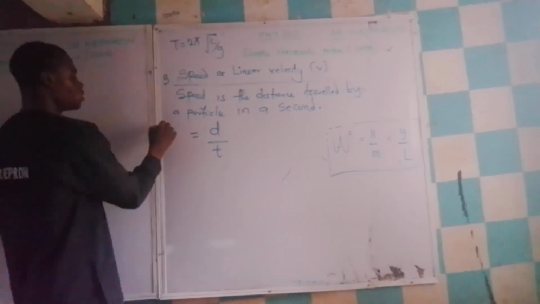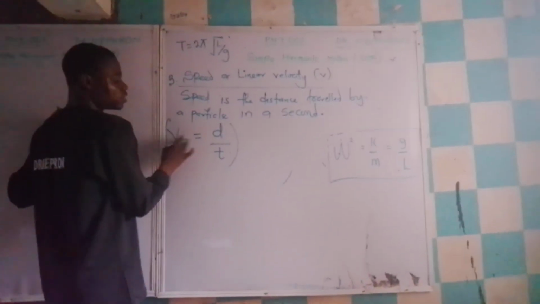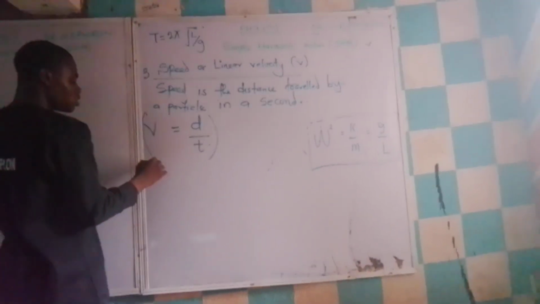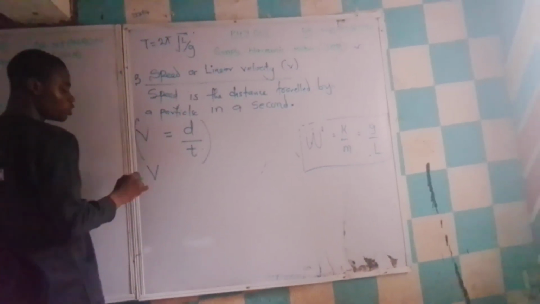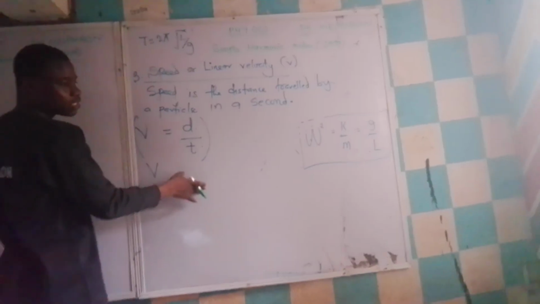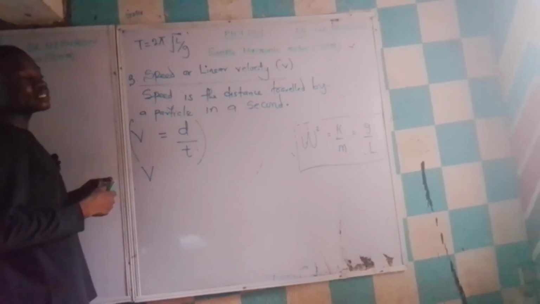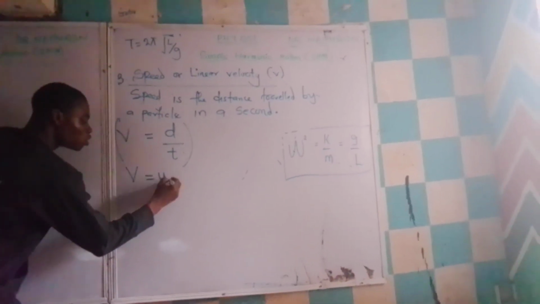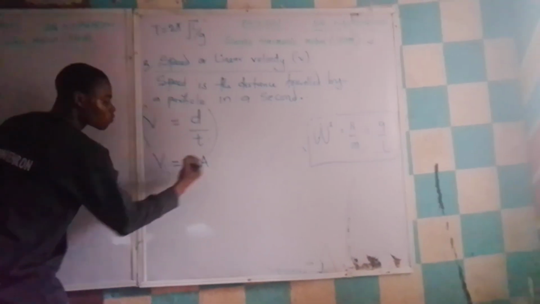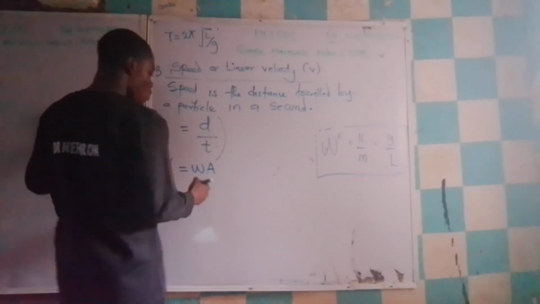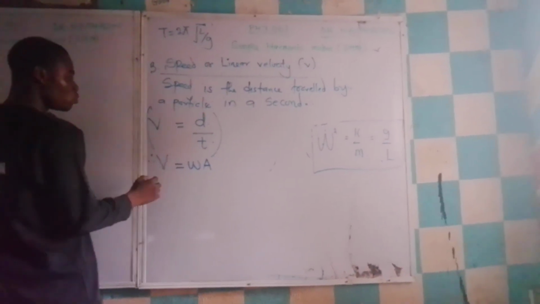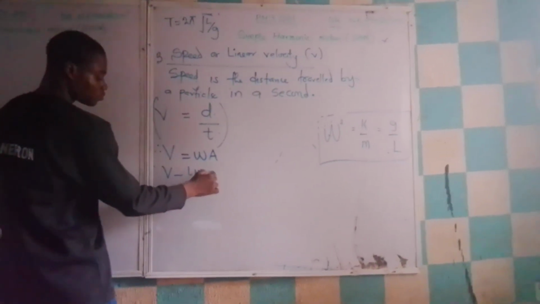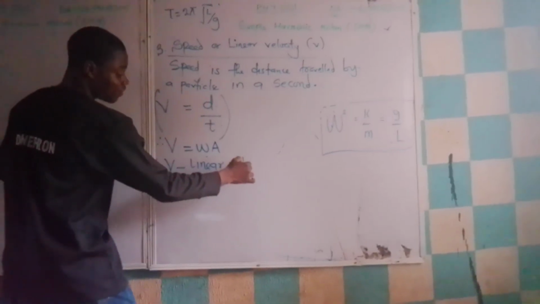From here, the formula is speed equal to distance over time. But there is now a particular relationship between the speed, the angular speed, and the amplitude or radius. V equal to W A. So V is the linear speed, or linear velocity.